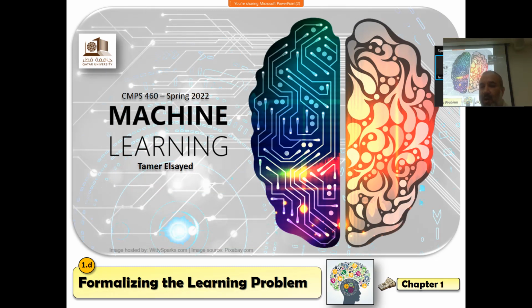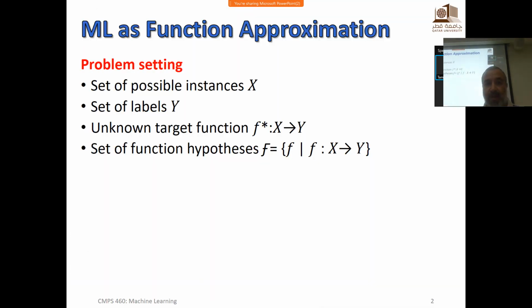Okay, so we discussed the first learning algorithm, which is decision trees. Now, before we go through another learning algorithm, we'll stop a bit and try to see how we can formalize the machine learning problem in general. We'll give a quick, simple formal definition of machine learning. The way that we will see it is machine learning as function approximation. So what do we mean by that?